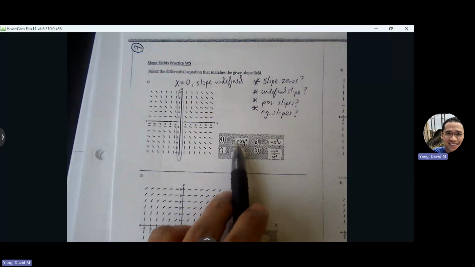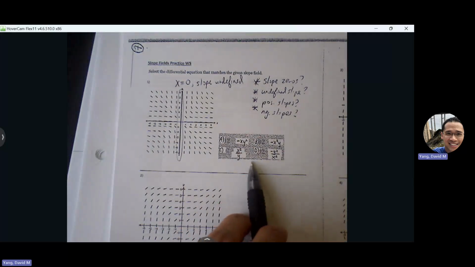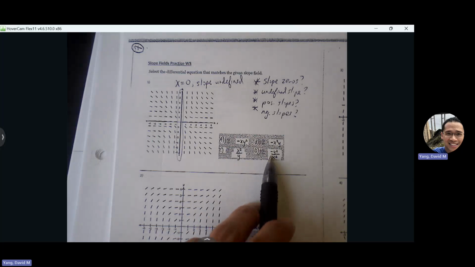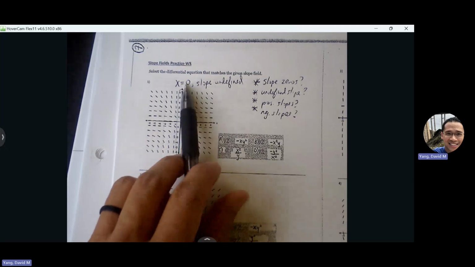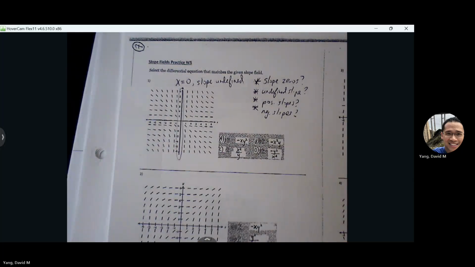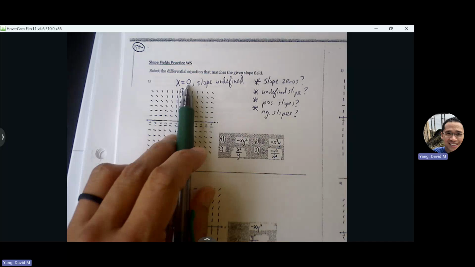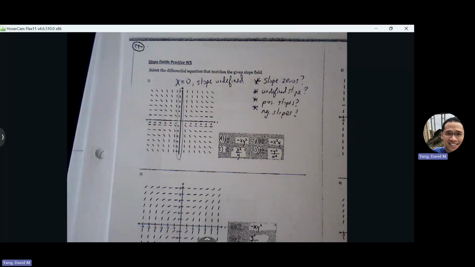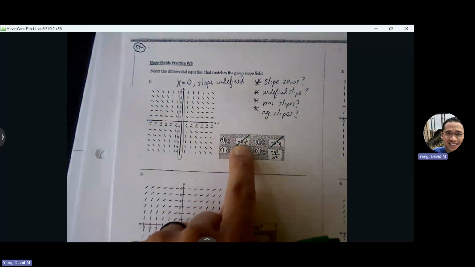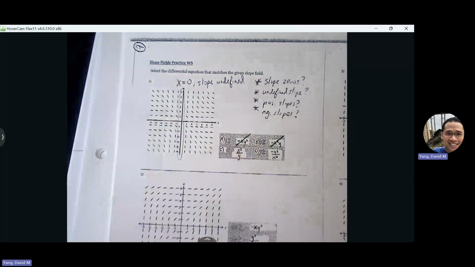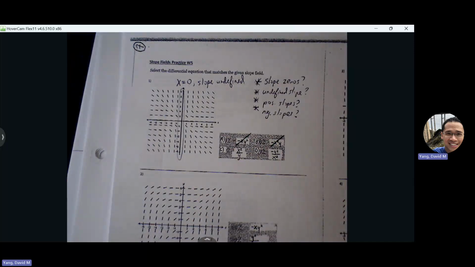So that means I should be able to plug 0 into my differential equation and get something undefined. So with just this true property that we know, which one can we eliminate? Which one of these is not giving us slope undefined if we plug 0 in for x? I think A and B. Because if I plug 0 in for x, I'm going to get 0, and 0 is not the same thing as undefined. So we know that A and B are definitely out.